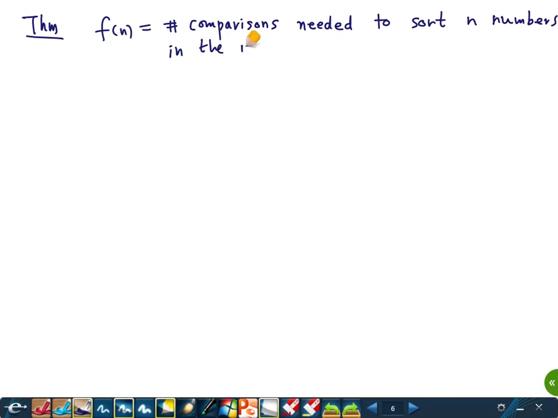In the worst case of a sorting algorithm. We don't specify a sorting algorithm. Just imagine any sorting algorithm. When you have a sorting algorithm, then in the worst case, we know how many times we have to compare 2 numbers. Say that f(n) is that number for a given sorting algorithm.